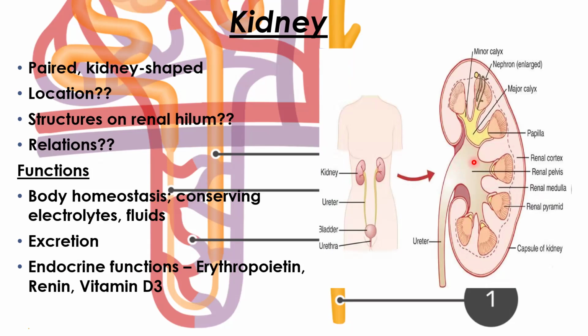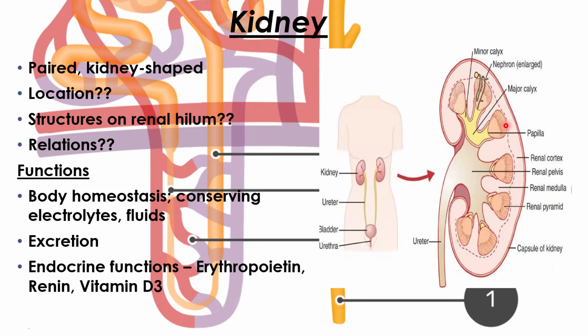If you have a longitudinal cross-section of this, you can appreciate that we have the cortex. There you have the cortex. Then the medulla will contain the renal pyramids. The renal columns are just extensions of the cortex into the medulla.